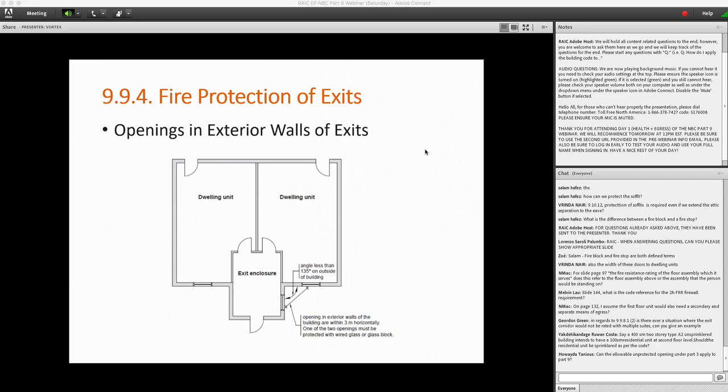Under Part 9, it only states that they have to be remote from each other, or they have to be such that in the event that one of them is compromised, you still have access to the other egress door from the room or suite.